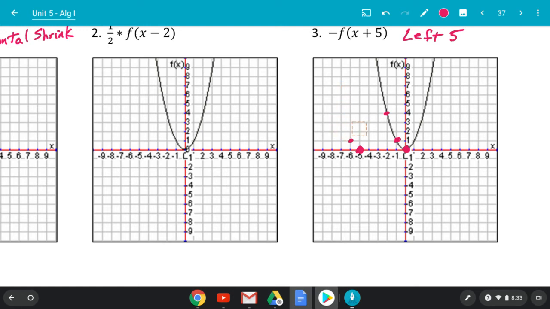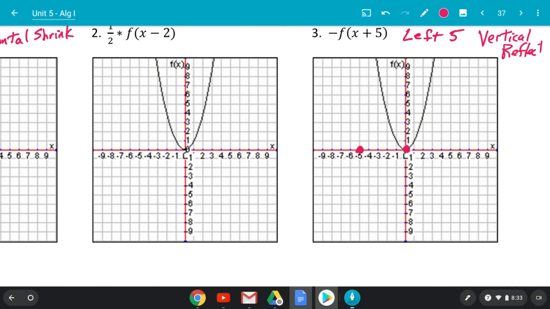Now, that's just the first, because I also have, now what? A negative. Inside or outside the parentheses? Outside, which makes it a vertical reflection.